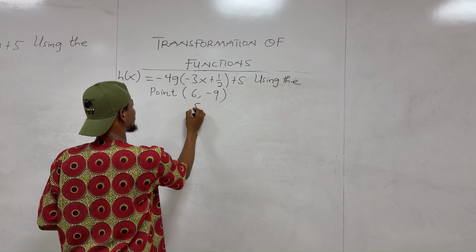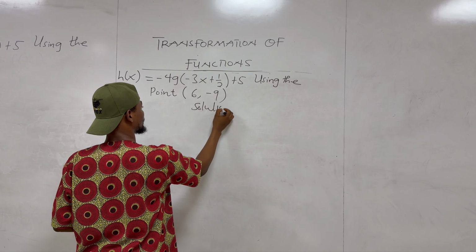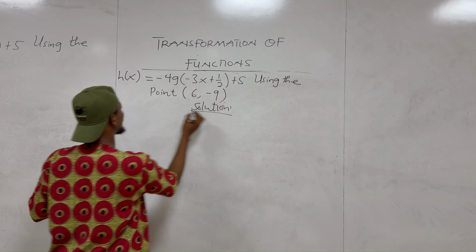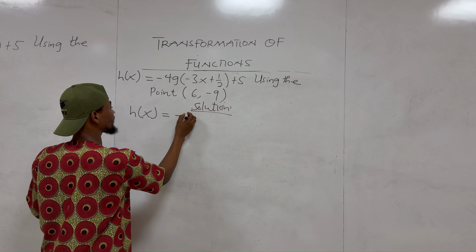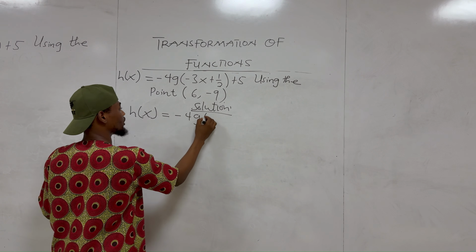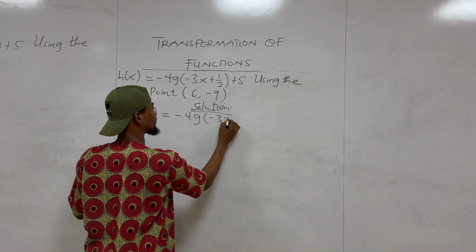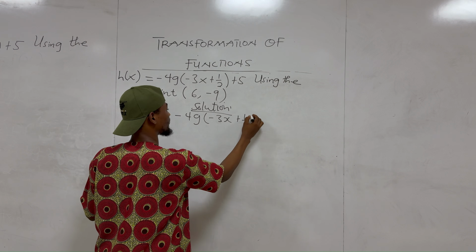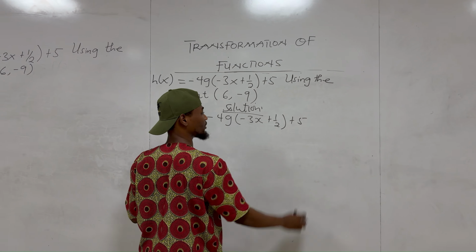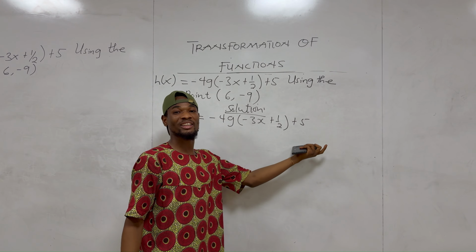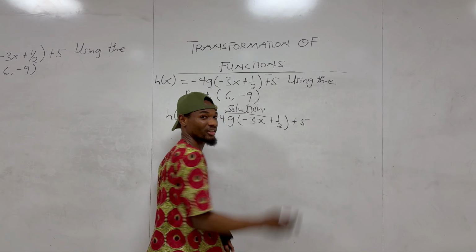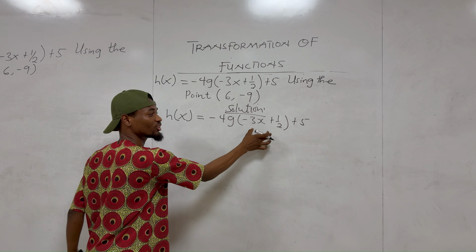So solution. Given h of x equals negative 4g of negative 3x plus half plus 5. This time around, the constant is already isolated, so you don't need to do justice over here. Alright, so you have to do justice to this.